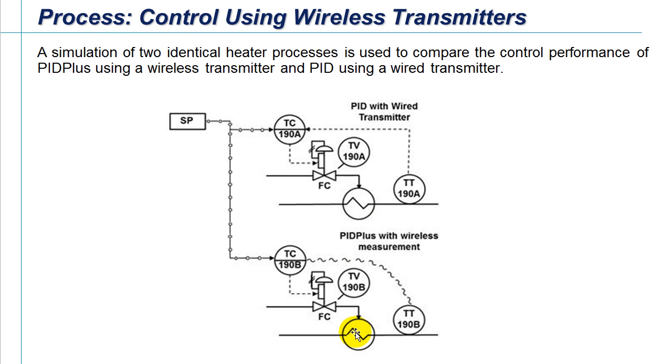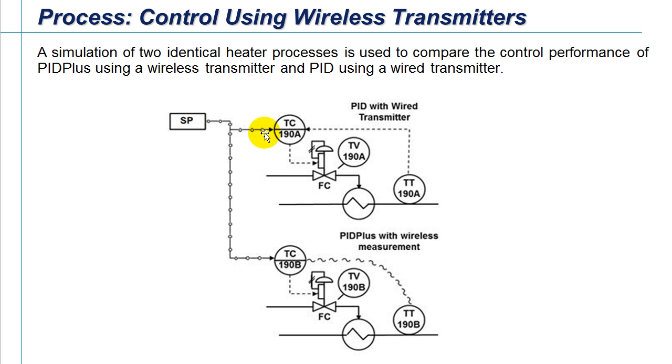In the module, we'll be simulating two heaters. In one heater, we'll have a conventional, wired temperature measurement. We'll be controlling with PID and adjusting a wired throttling valve. And the other heater simulation will be using a wireless temperature transmitter and PID Plus for the control, which will be adjusting a wired valve.